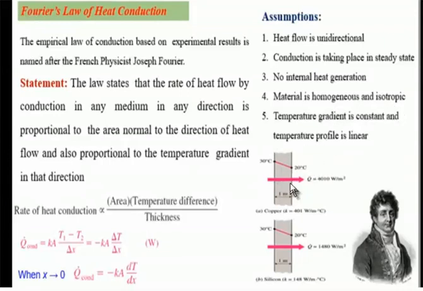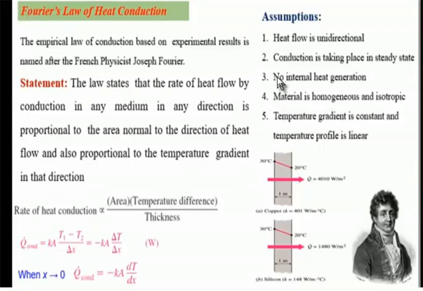The material is made up of only one material, that is a homogeneous and isotropic material, and there is no internal heat generation within the element. The temperature gradient is constant and the temperature profile is linear. Temperature gradient is constant, that is, temperature difference is constant, and hence the temperature profile is linear. So these assumptions are very important while deriving these equations. By conducting the experiment, he made some assumptions to get this statement. These are the five assumptions.